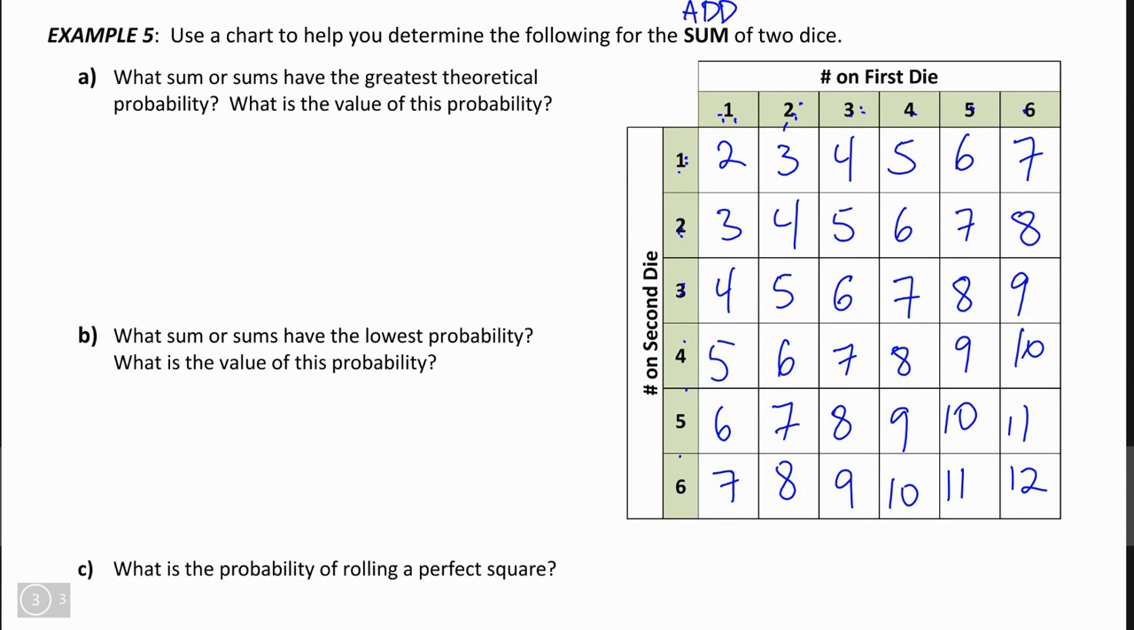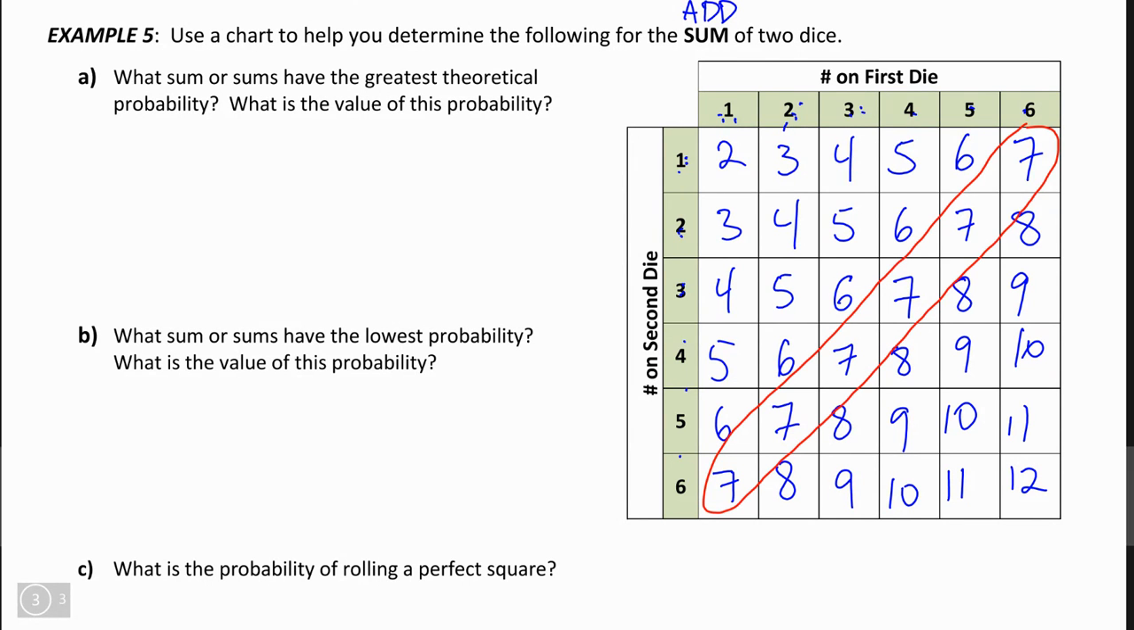All right, let's go down to our question. So what is the sum, part A? What is the sum or sums that have the greatest theoretical probability? What is the value of this probability? So what's the sum that you can get most often? Well, it turns out the one you can get most often is the 7. Why? Because there are 6 ways to roll a 7.